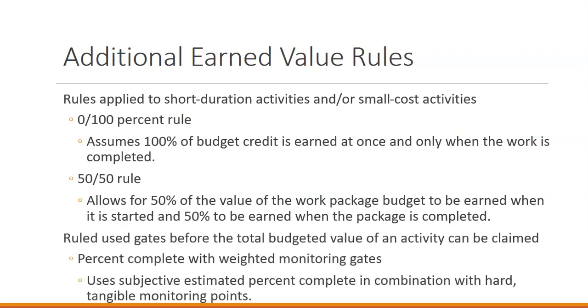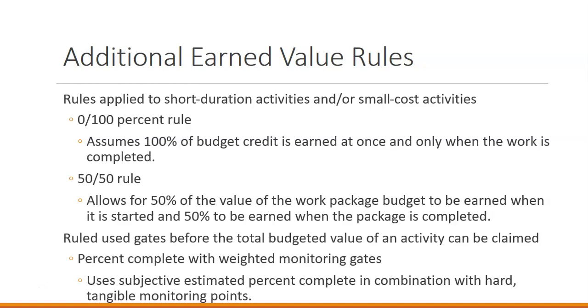Any additional earned value amounts show the rules applied to short duration activities and small cost activities. The 0-100% rule assumes that 100% of budget credit is earned at once and only when the work is completed, or a 50-50 rule, which allows for 50% of the value of the work package budget to be earned when it is started and 50% when it is completed. So these are for short duration activities or small cost activities. The rule is used before the total budgeted value of an activity can be claimed.